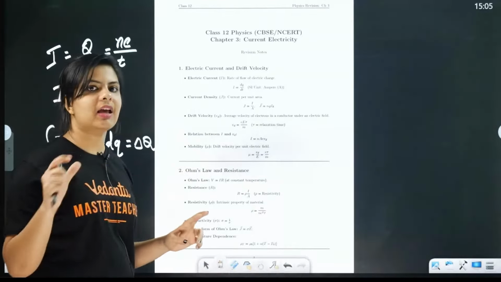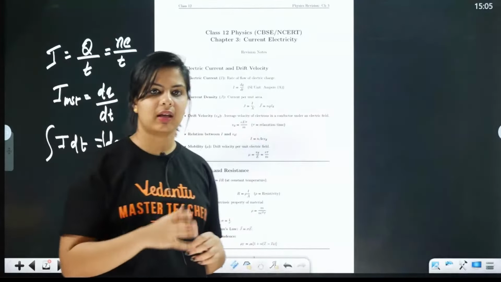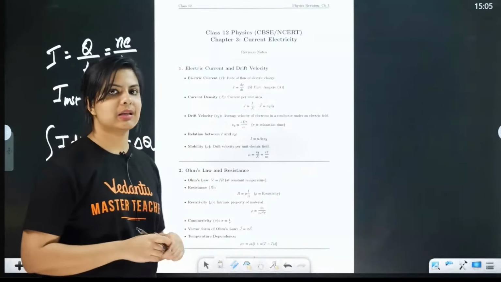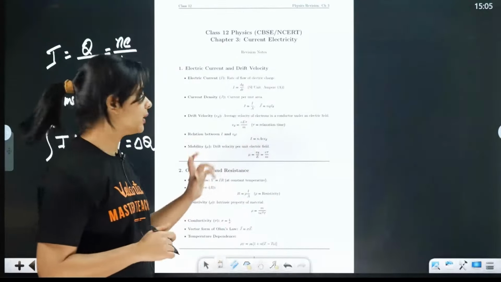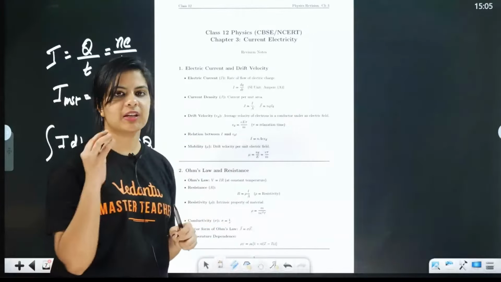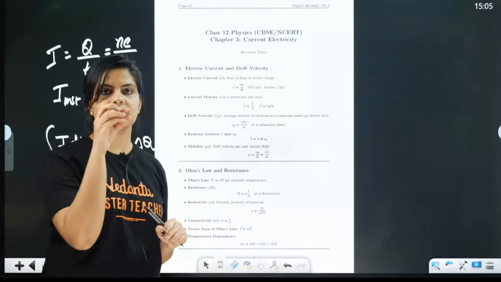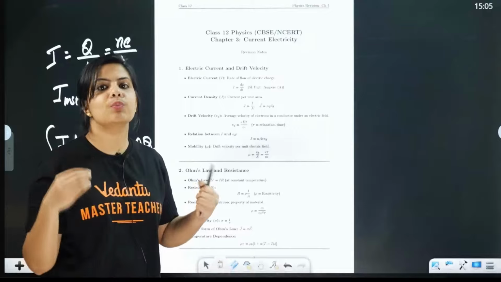Next, the relation between I and vd. There is a chance of being asked to derive it. I is equal to n into A into vd into e. This is an equation we should know. Mobility is very simple: the magnitude of drift velocity divided by the electric field is the mobility.